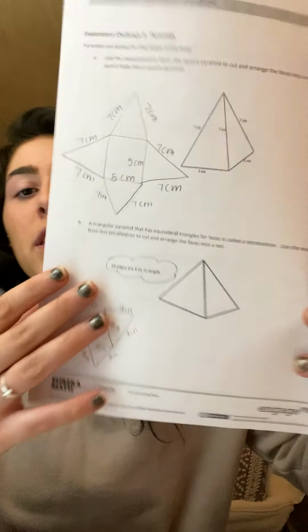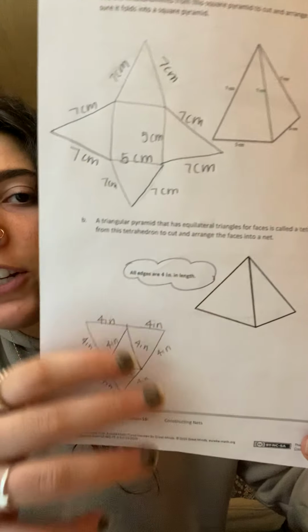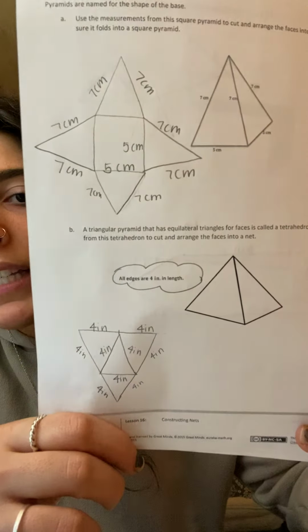And then the last 2 that you had to do were with pyramids. So again, what I did was, I thought of a pyramid. I closed my eyes and pictured what a pyramid looks like. If I was to cut the sides and they were all to fall out, this is what it would look like. And then I just labeled my sides. And I did the same thing for down here. Right here, it said that all the edges are 4 inches in length. So I knew that literally everything was going to equal 4 inches.